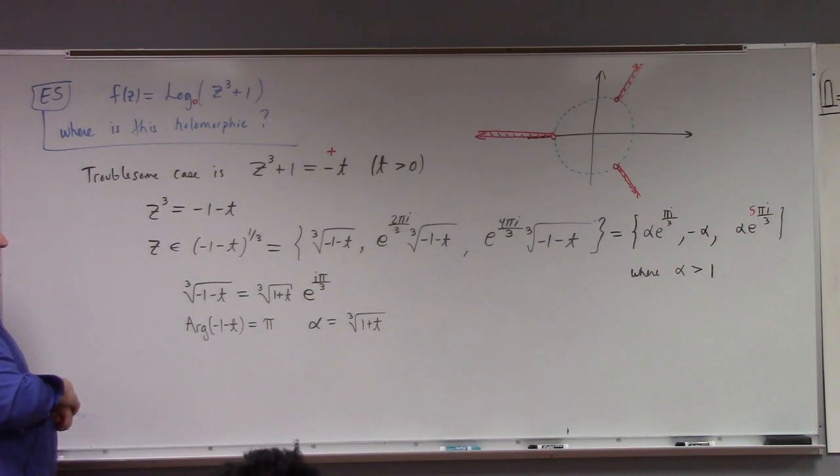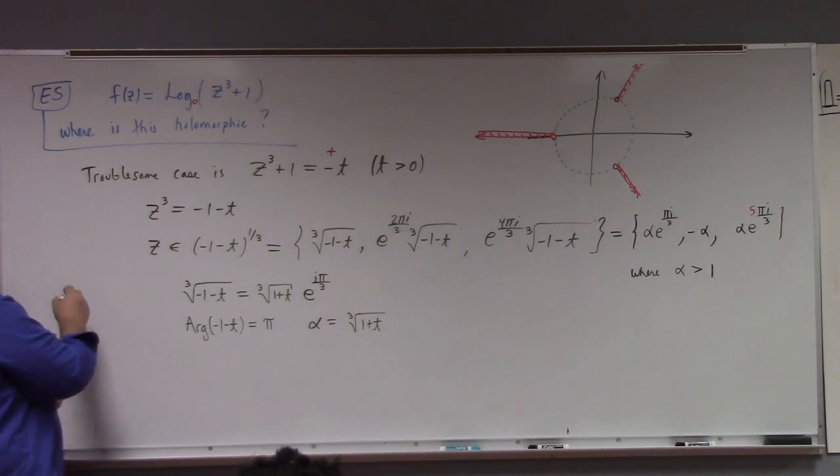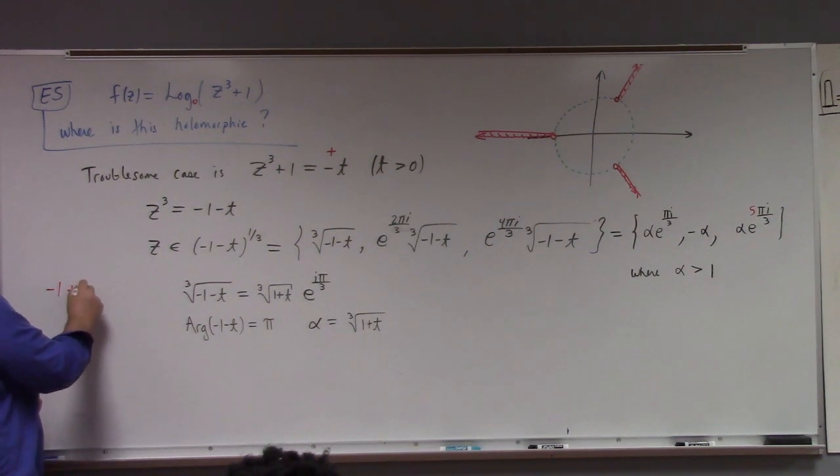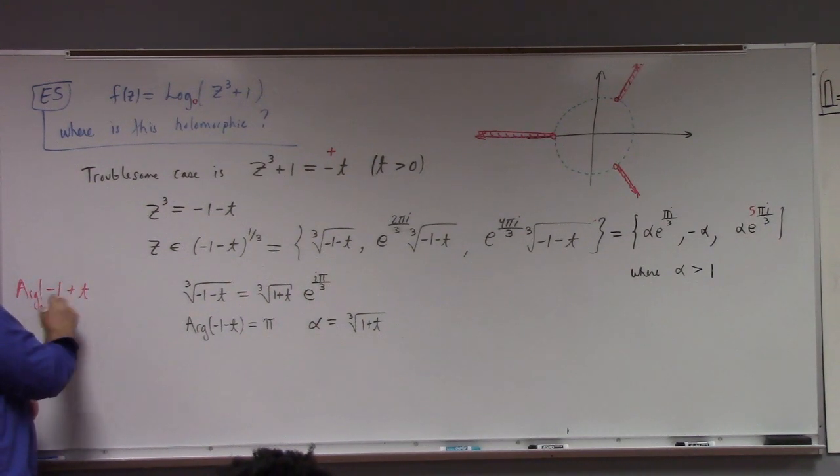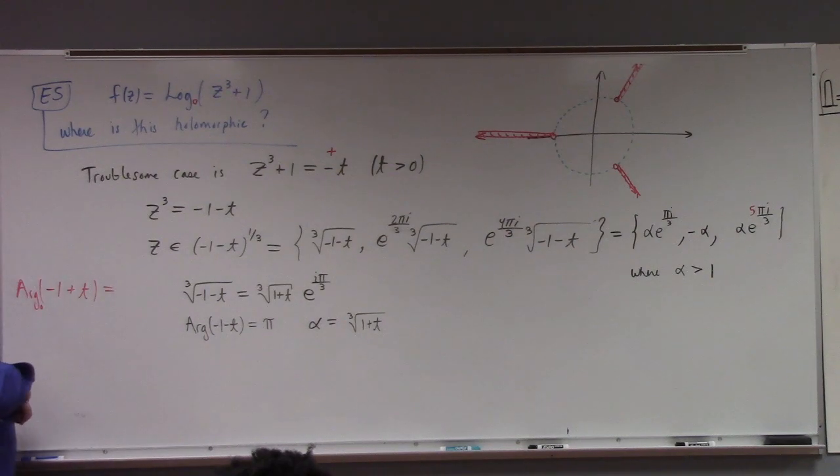And then I end up with -1 plus t. And then it would be more complicated, you see? Because if you look at -1 plus t, what's the argument of that? What's arg sub 0 of that? We'll see, if t is less than 1, I believe arg sub 0 goes from 0 to 2 pi, okay?